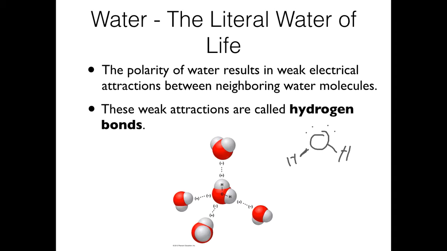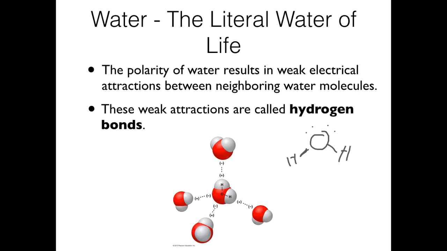So it has 6, then 1, 2, 3, 4, half of one of these two is 5, one of these two is 6. Now it has 8, because it also has the one that it's sharing from each hydrogen. These ones that don't participate in a bond, those are called lone pairs of electrons.